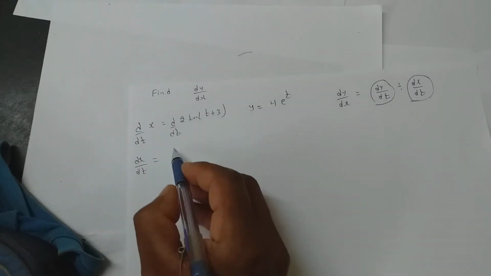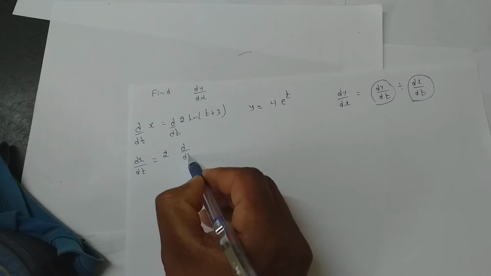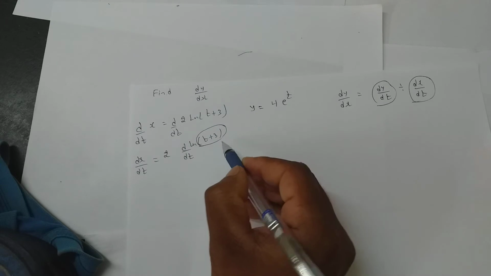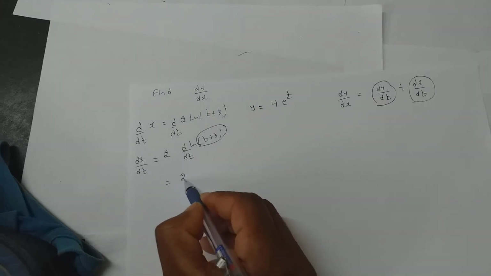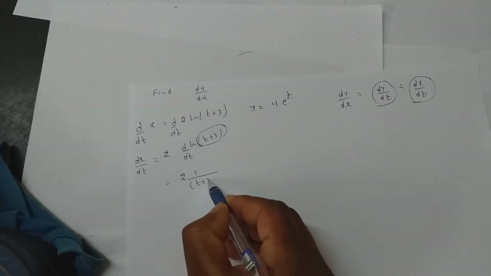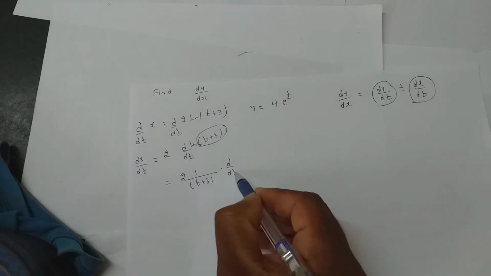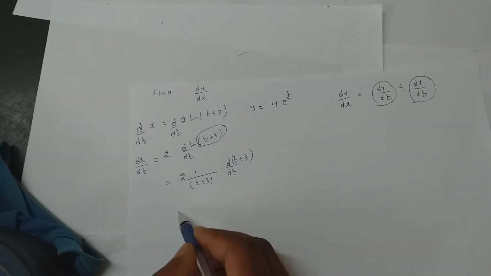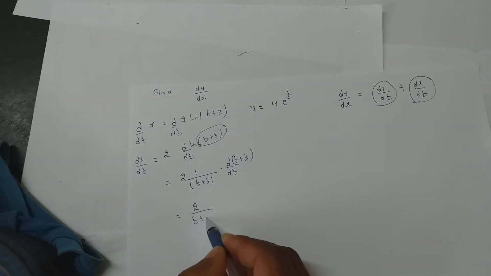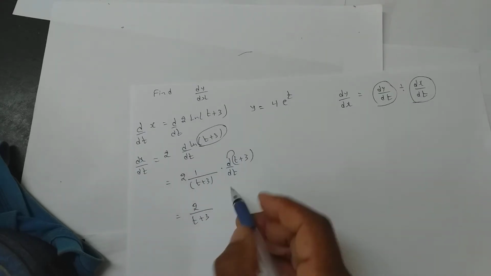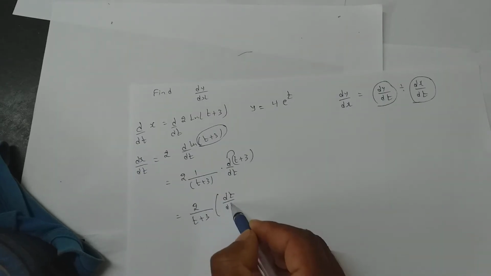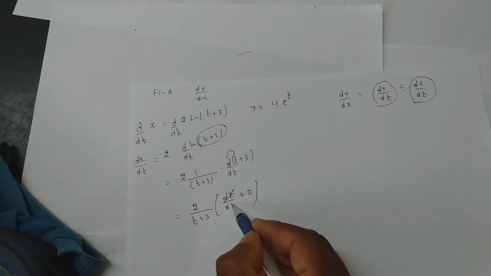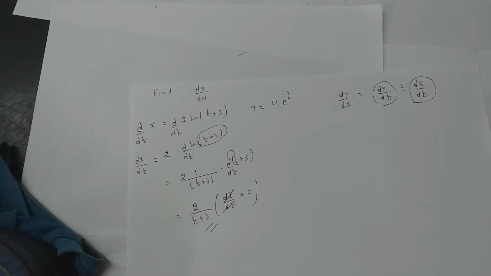2 will come out. So 2 into d by dt of ln of t plus 3. Now it is of which form? Ln x. Ln x is 1 by x. So 1 by t plus 3 into d by dt of whatever letter you have there, t plus 3. Okay. So it becomes now 2 by t plus 3. This applies to t. So it becomes dt by dt plus 3 is 0. D by dt of 3 is 0. This gets cancelled. So this is only my answer.